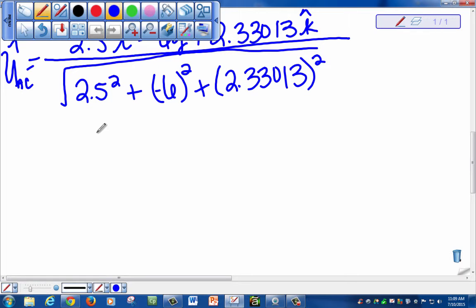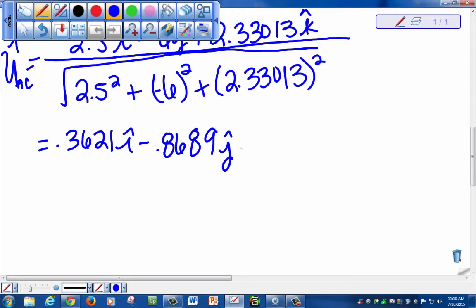So this should give you 0.3621 in the i direction minus 0.8689 in the j direction plus 0.3375 in the k direction.